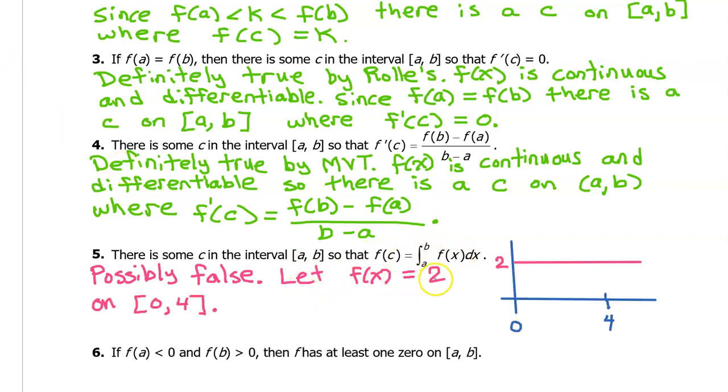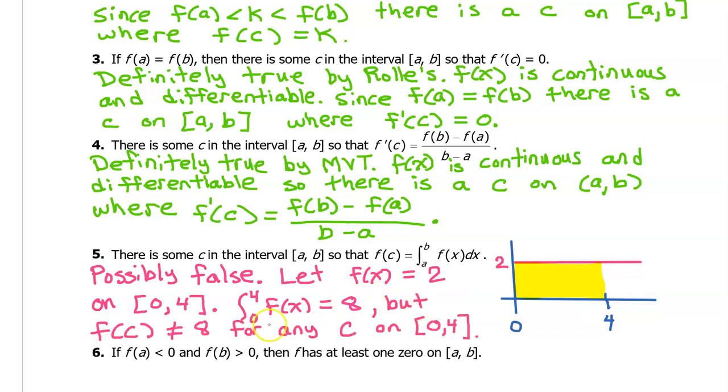Let f of x equal 2 on the closed interval from 0 to 4, as shown right here. The integral of f of x from 0 to 4 will be the area under the curve between 0 and 4, and the area of this rectangle is 8. But f at c does not equal 8 for any c on the closed interval from 0 to 4, which makes sense because f of x is always equal to 2. It's never going to be 8.